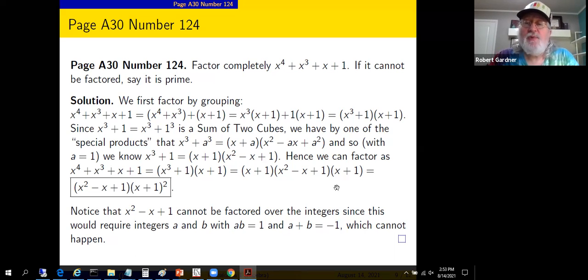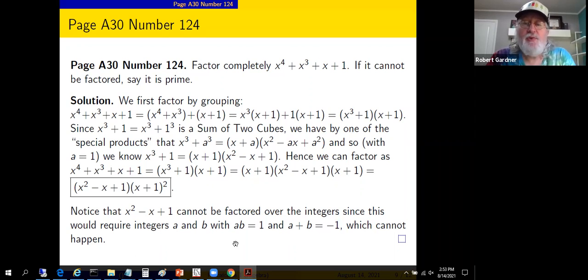Ooh, these first and last ones, these are the same. We can actually combine those as an x plus 1 quantity squared. What was that? This is prime. You can't factor x squared minus x plus 1. First off, the setting for us is factoring over the integers. If this did factor, then we could find integers a and b such that the product equals C, which is 1 here, and the sum equals B, the coefficient here, negative 1, as we called it in the notes previously.